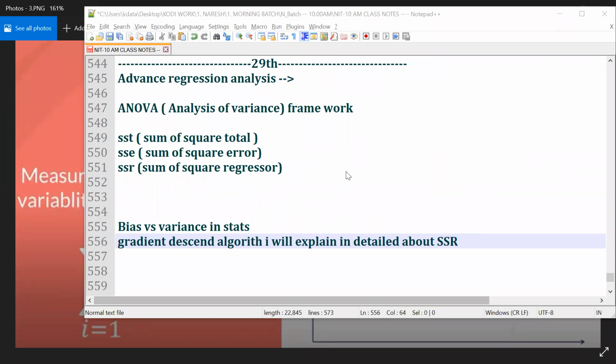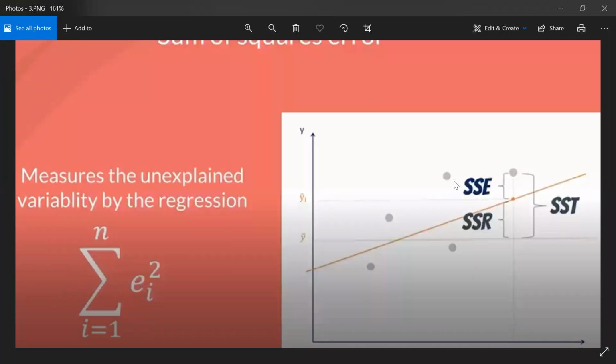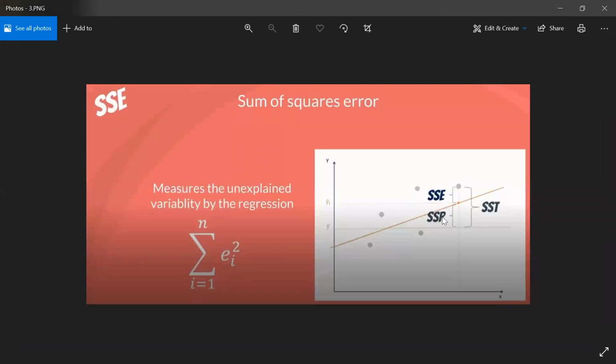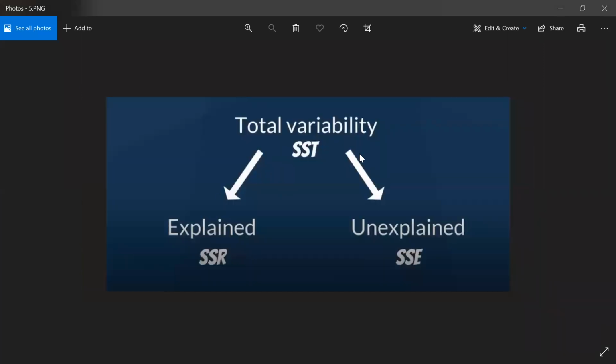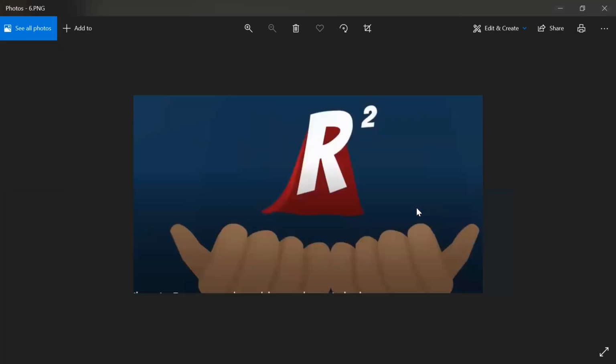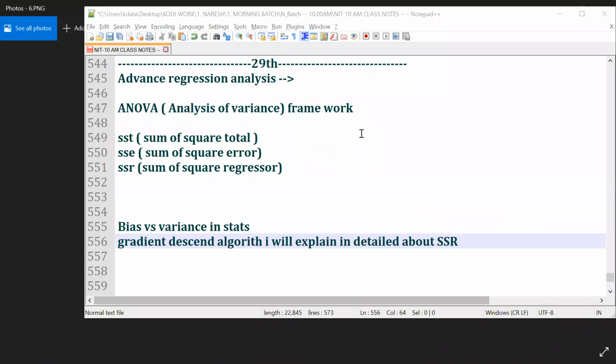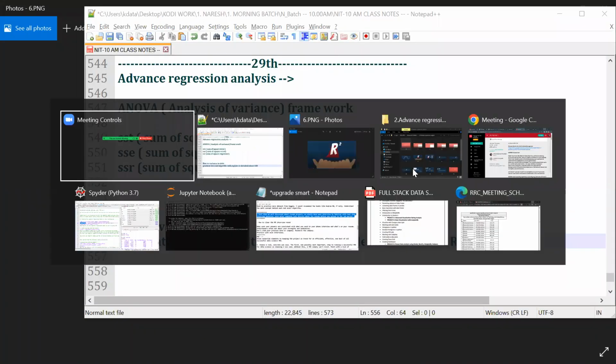SST, very good Pratyush. SST means SSE plus SSR is called SST. Understand Pratyush? So if you see this, total variability explained is equal to SSR and SSE. Clear guys up to this one? Team, are you understanding or not? Okay. Let's talk about what is R square. Okay. What is R square? Let's see.